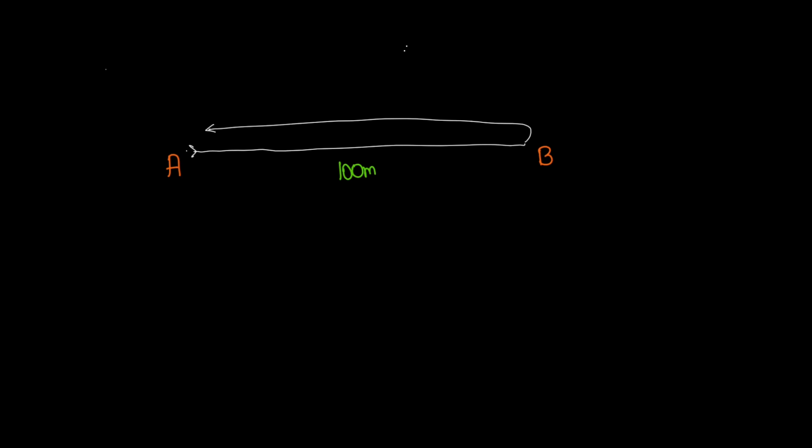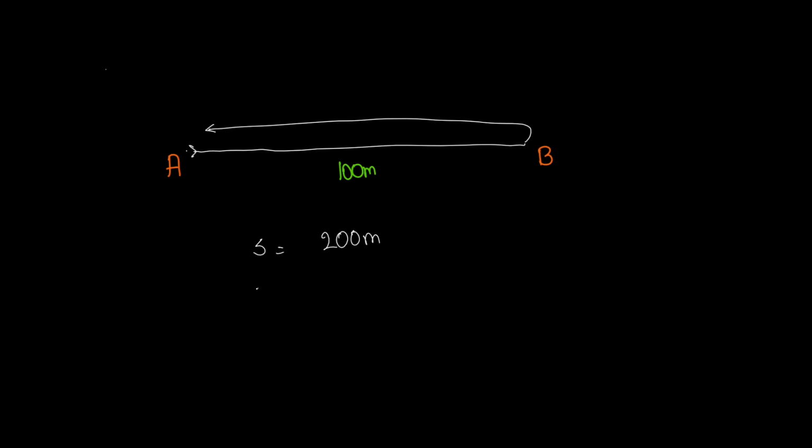Now, if we are asked to find distance, which is S, then our answer would be 100 plus 100, because the length covered is actually 200. We first travel 100 meters from A to B and then 100 meters back from B to A. So 100 plus 100 gives us 200. The total length covered is actually 200 meters.